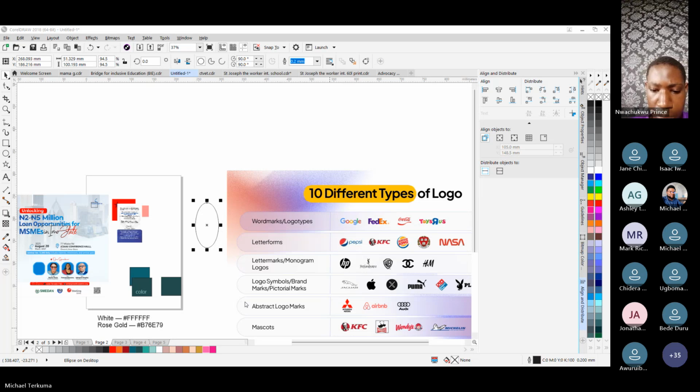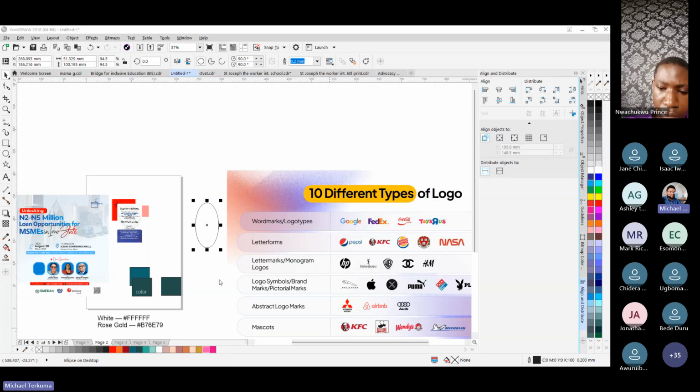About this brand creation now, you're using Corel for the brand creation, like the logo? Yes. Is there any other app apart from Corel that someone could use to create a logo? Yes, there are many apps there.